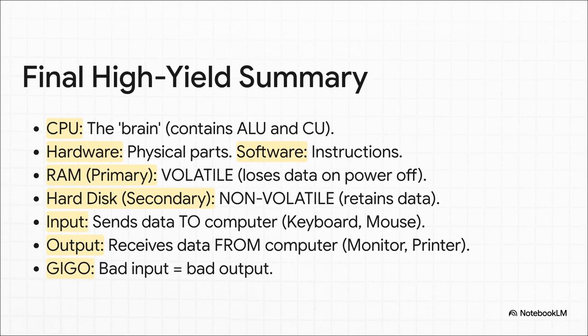The CPU is the computer's brain. Hardware is what you can touch. Software is the set of instructions. RAM is primary storage, and it is volatile. It forgets everything when the power goes off. The hard disk is secondary storage, and it's non-volatile. It remembers. Input devices put data in, output devices get data out. And finally, GIGO, garbage in, garbage out.